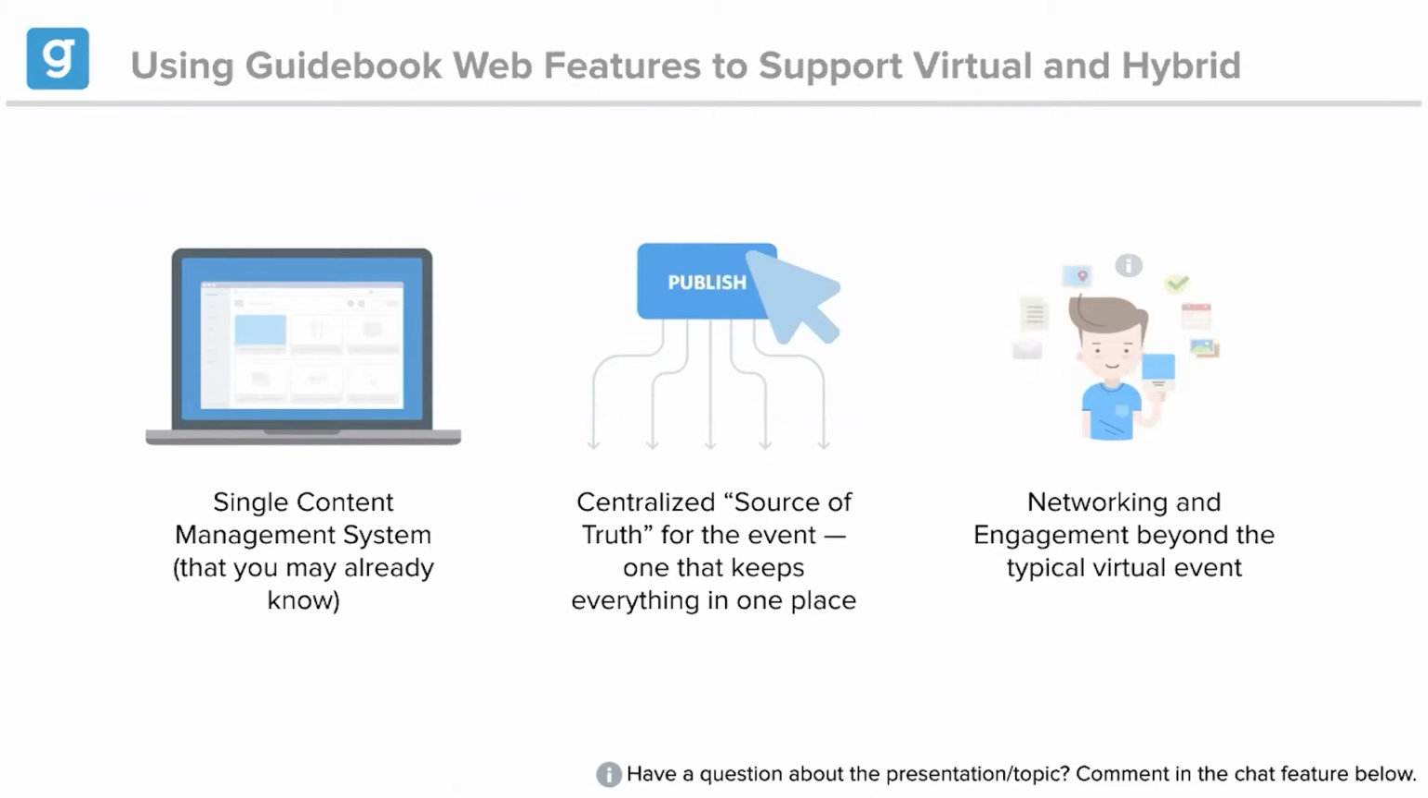So a key aspect of driving that engagement is to make it easy for people. One really good way to make it easy for people is to have everything in the same place. Guidebook's web features are going to allow you to have the schedule, video, chat, sponsorship information, and other features, all in that one centralized location.